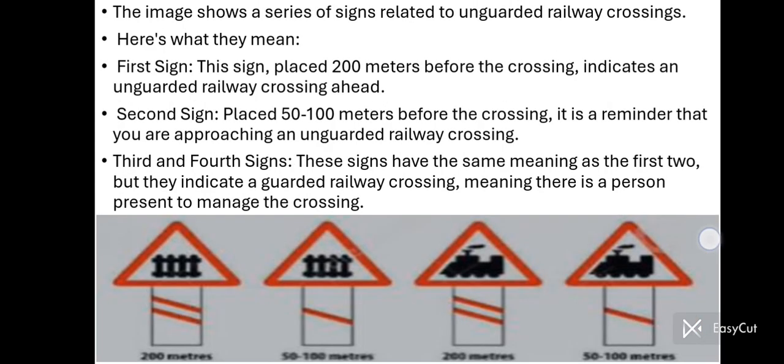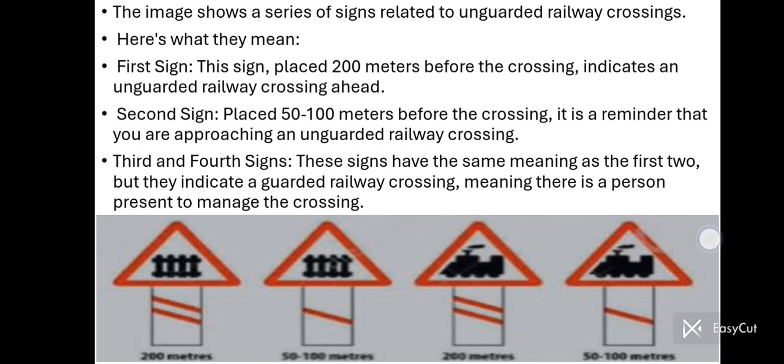The next one, this image shows a series of signs related to unguarded railway crossings. The first sign, placed 200 meters before the crossing, indicates an unguarded railway crossing ahead. Second sign, placed 500 to 100 meters before the crossing. It is a reminder that you are approaching an unguarded railway crossing.